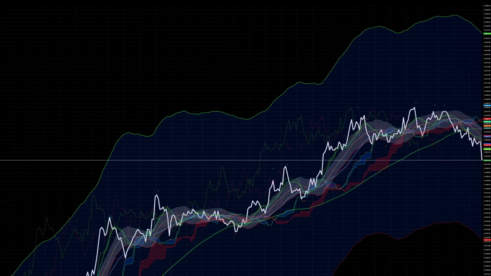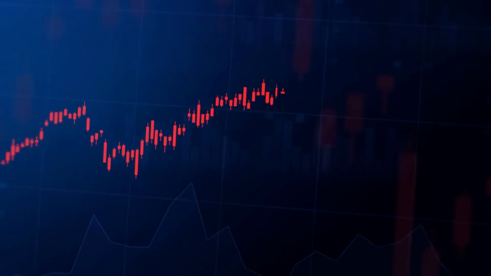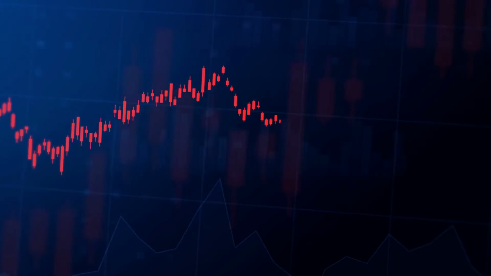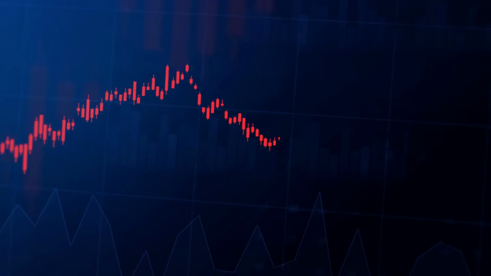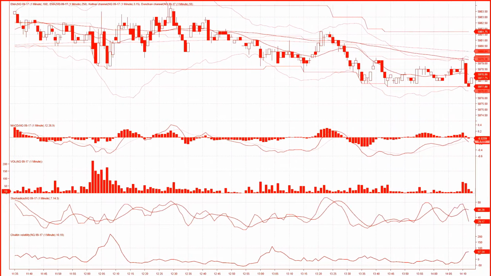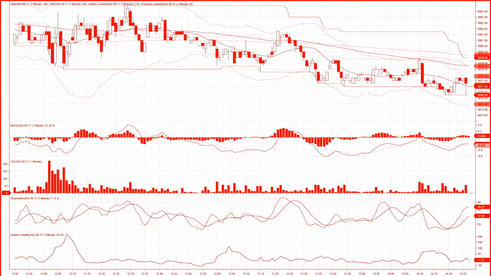This pattern emerges when the price consolidates between downward sloping support and resistance lines. As these lines converge, we witness the formation of a wedge, signaling that a significant price movement is on the horizon. Let's break down how to trade a falling wedge step by step. First, ensure you have correctly identified the pattern.